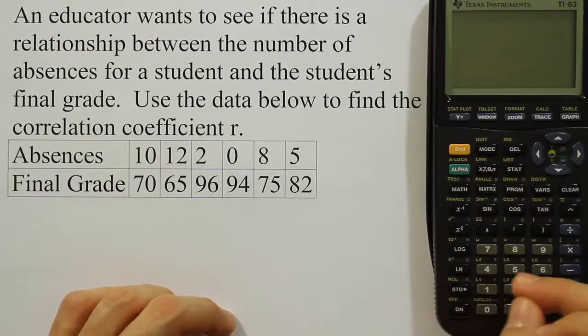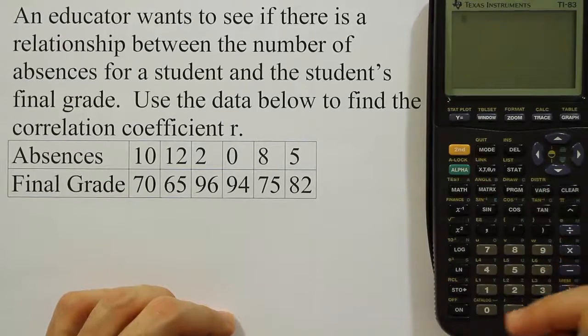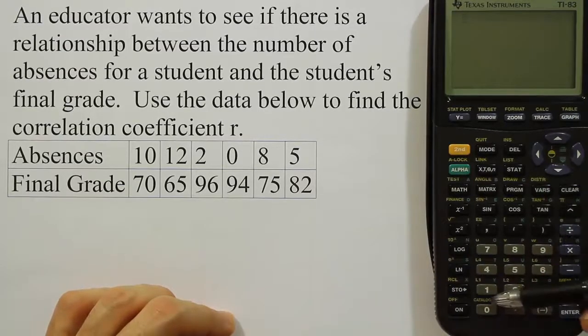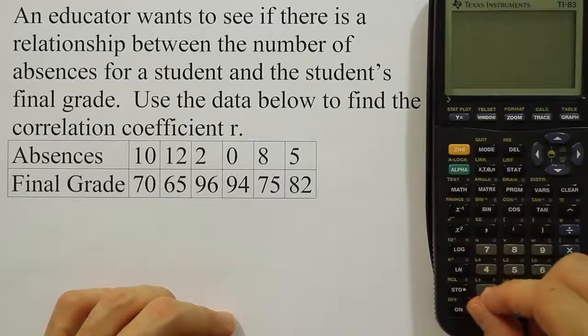Let's turn on the calculator, and what we want to do is go to the catalog option in the calculator. So this is my calculator, it's second and 0. You'll have to look for it in your calculator if it's in a different location, but it should say catalog, and we'll hit second catalog to bring that up.